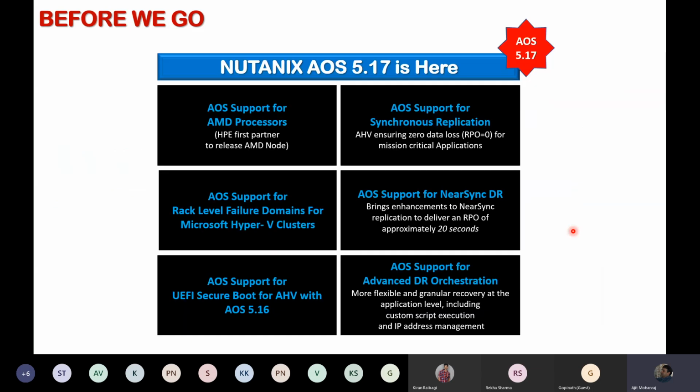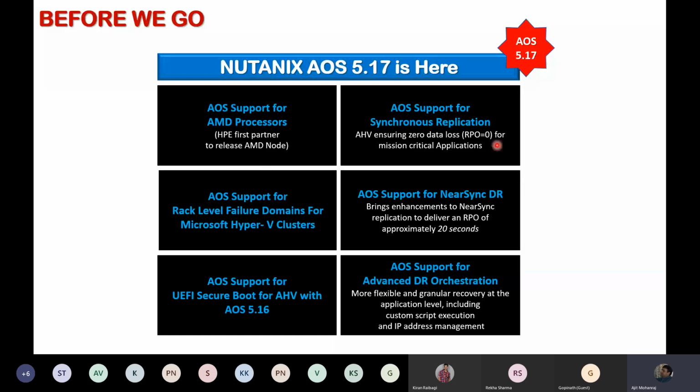So that's available. And again, last thing before we go, about a week ago, some of you all may or may not know that 5.17 was launched, the AOS 5.17. I just put 6 of the little interesting things that I found. There are a lot more. One is, of course, first thing is that there's AOS support for AMD processors, and HPE is actually the first of these OEM partners to bring out nodes that are released on AMD. So for people who are waiting for that, that's available now on 5.17.